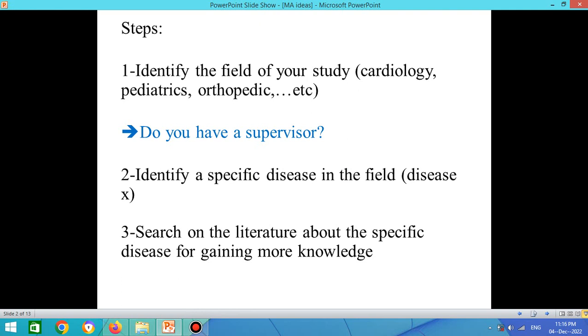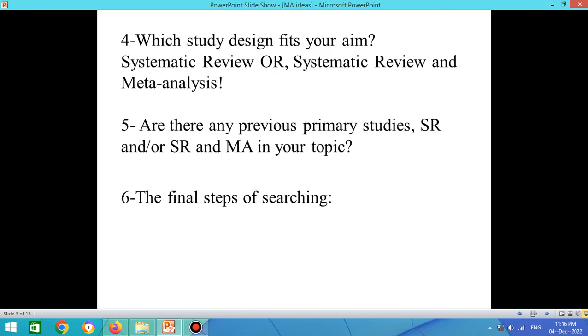If you are a student, if you are not a specialist in the field, you have to read more about the disease, what the literature says, what about the prevalence, incidence, etc. Which study design fits your aim, systematic review or systematic review and meta-analysis? If you have a small number of studies and few outcomes, if you have single case reports, then systematic review may be the appropriate choice. Otherwise, if you have data for meta-analysis, you can do meta-analysis.